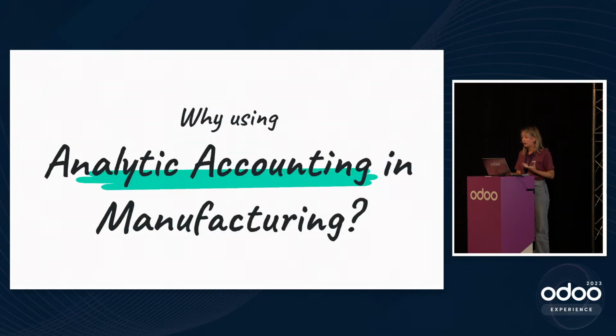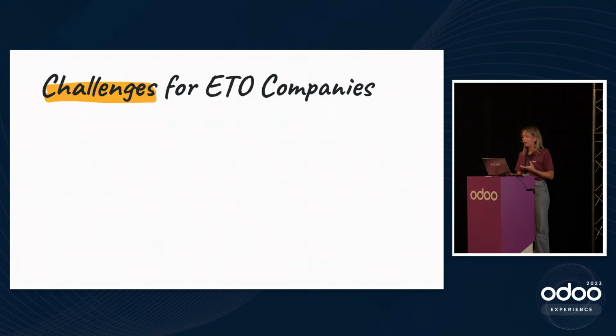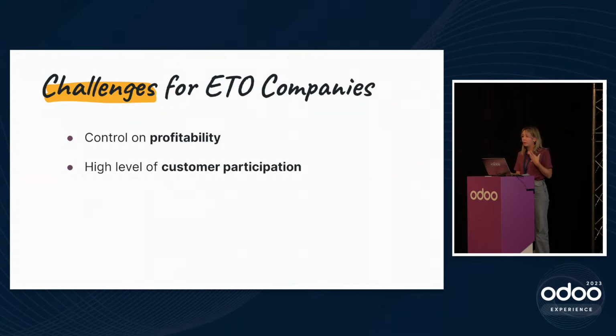But why use analytic accounting in manufacturing? Actually, ETO companies can face several challenges. First, it's hard for them to keep track of their profitability, as they have a lot of different costs coming from different areas. There is also a high involvement of the customer, so it's also hard to keep track of all the discussions and so on.